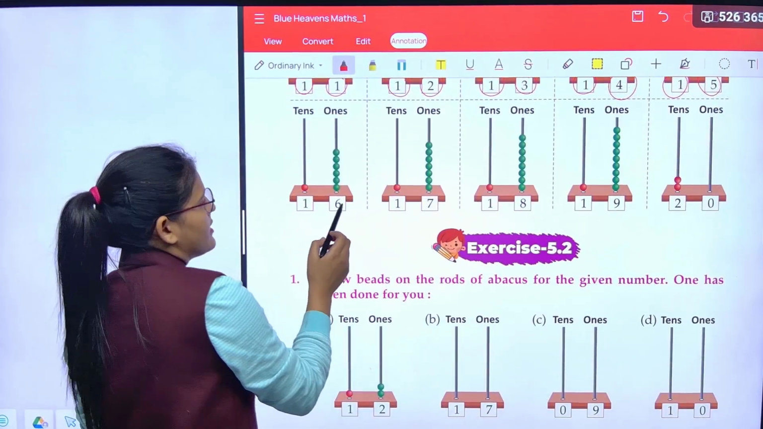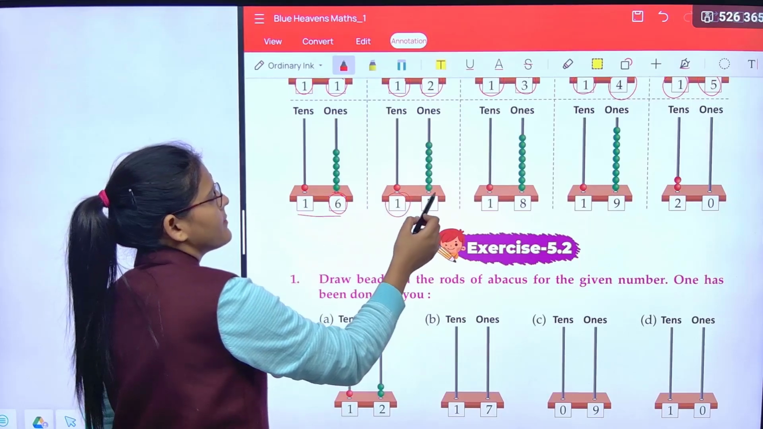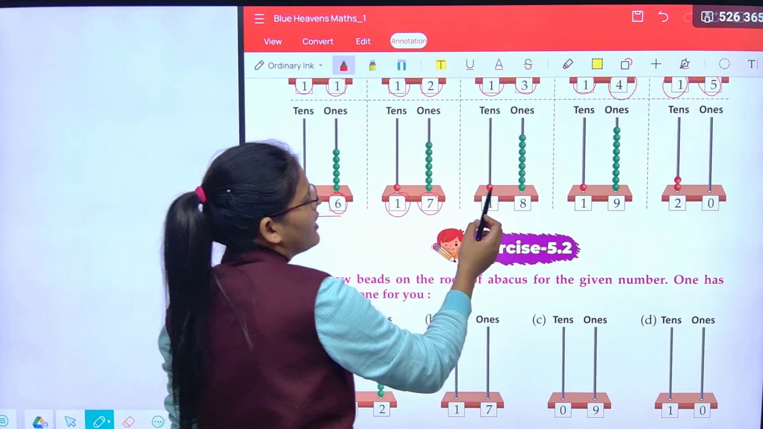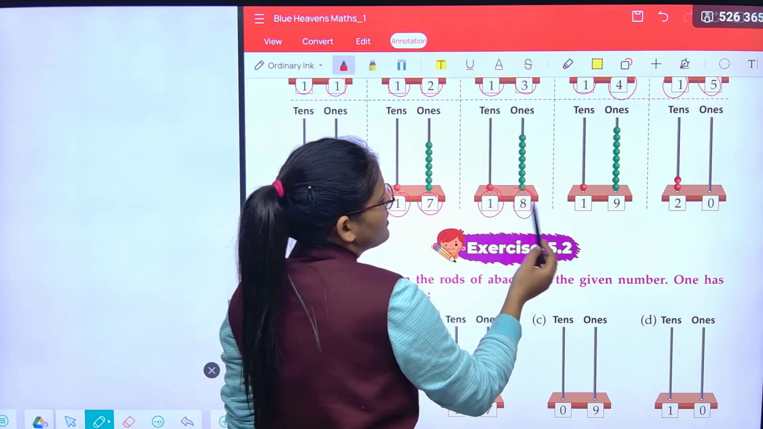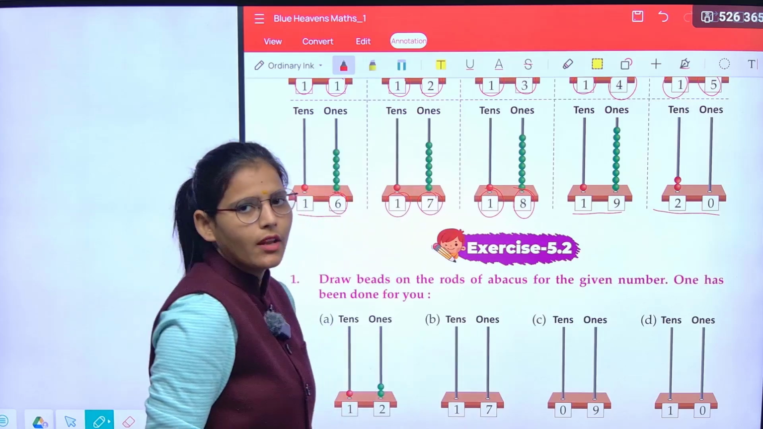1 tens, 6 ones, it is 16. 1 tens, 7 ones, 17. 1 tens, 8 ones, it is 18. Here is 19 and 20. Understand class?